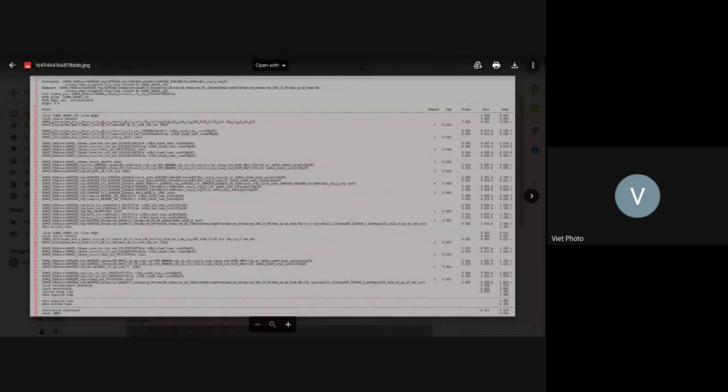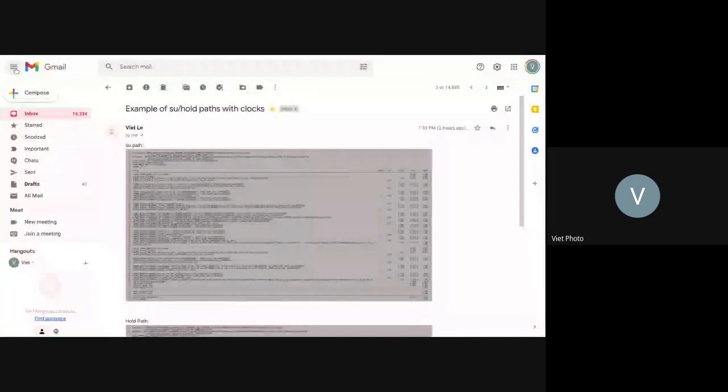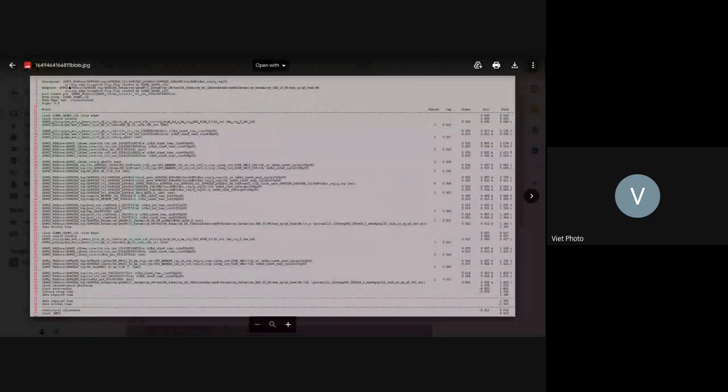So you look at that. In the report here, this one is the setup part. So for the setup part, you have the starting point here.